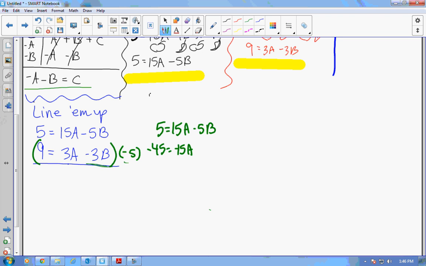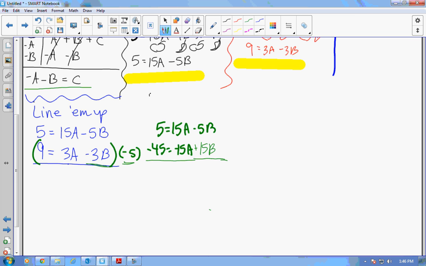Negative 3b times negative 5. Negative times a negative is a positive, and then 3 times 5 is 15. Okay, I was hearing 27. So plus 27b. Now, oh my gosh, I was just like, it's not 27, and I wrote 27. Sorry. 15b. Happy? Okay. Now, let's subtract your columns.